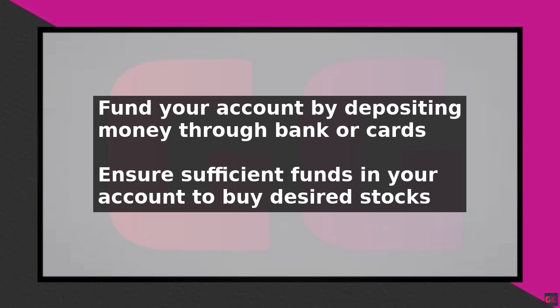To place a buy order, click on the buy button and enter the number of shares you want to purchase. You can also set a limit price, which is the maximum price you are willing to pay for the stock. Review your order carefully before submitting it to ensure everything is correct.